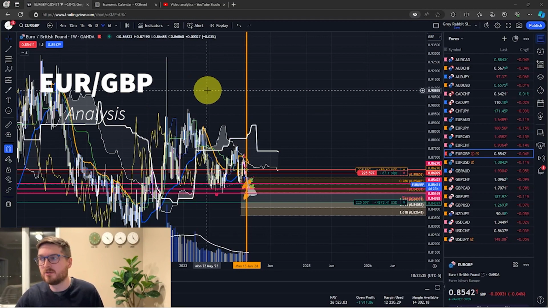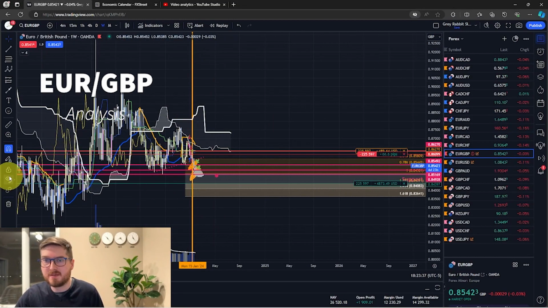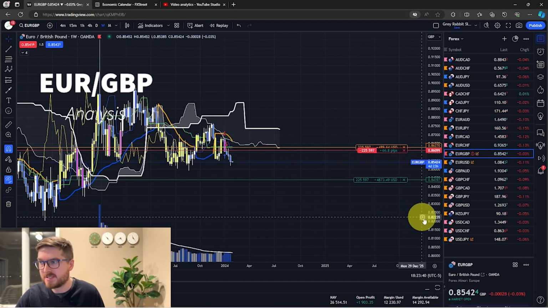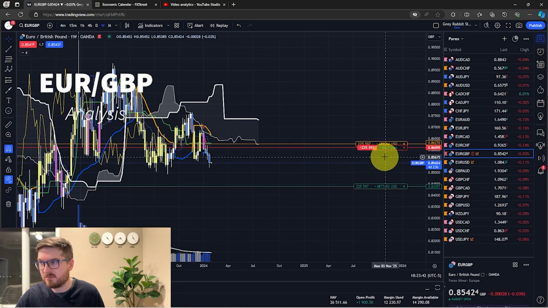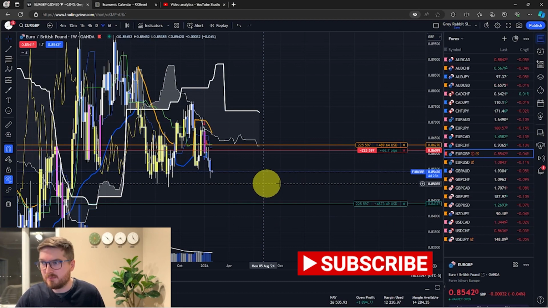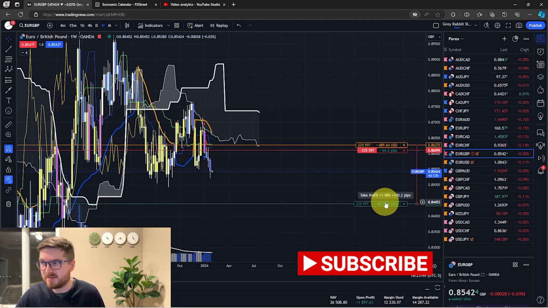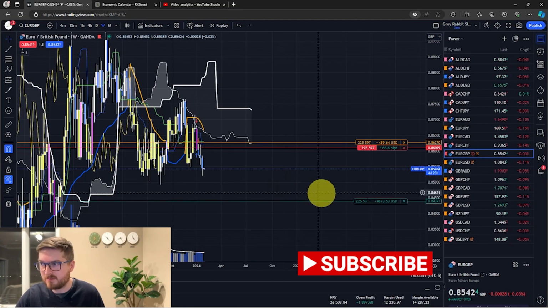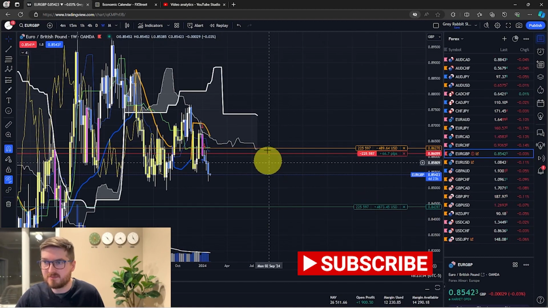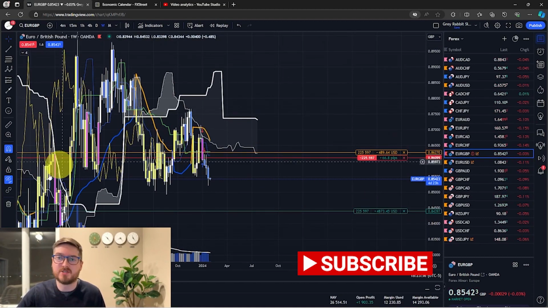Okay, guys, Euro British Pound. Like I mentioned, I have an active trade on this, and I'm still holding it. Right now I have about 66 pips of running profit, and I'm hoping to target down here at this lower level here, which is around 0.84397, which will be the 1.272 Fibonacci extension.